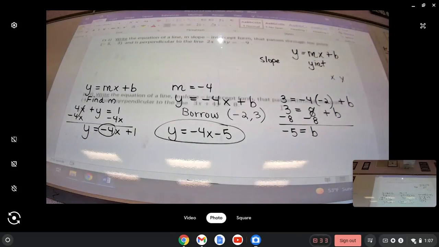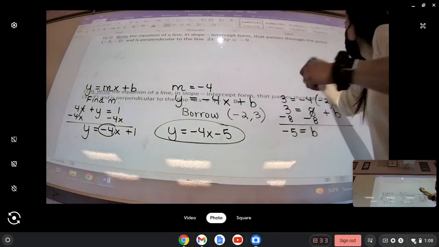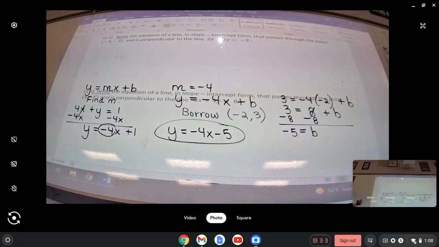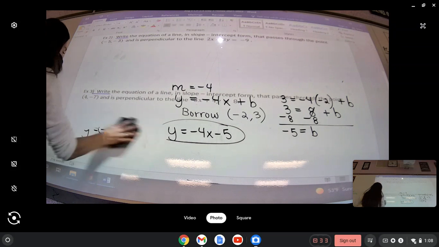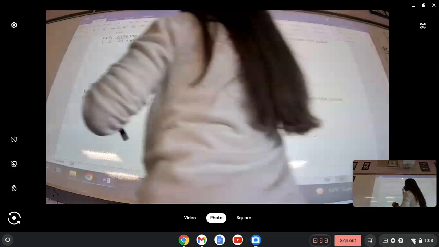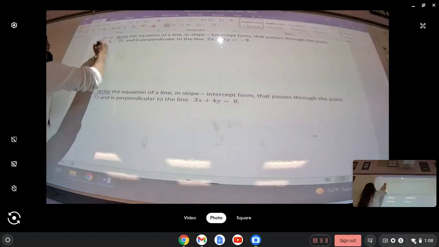All right, look at number 2. Write the equation of a line in slope-intercept form, so that's always good news for us, that passes through the point (-5, -3), and it's perpendicular to the line they gave us. All right, let's get started. What's our starting formula? Come on, I'm going to give you one to do on your own. What's our formula?